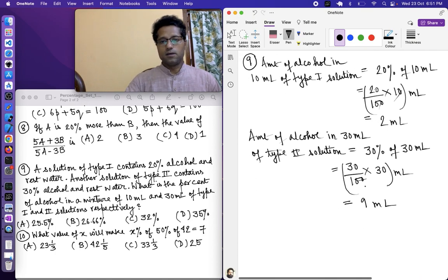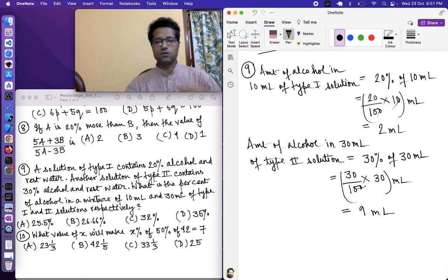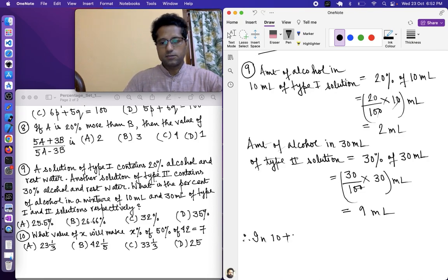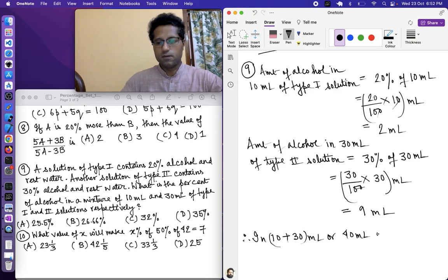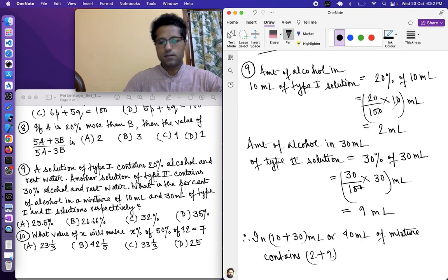Hence, when this 10 ml of first solution and 30 ml of type 2 solution are mixed, therefore in 10 plus 30, or 40 ml of mixture, how much alcohol is contained? It contains 2 plus 9 ml of alcohol.